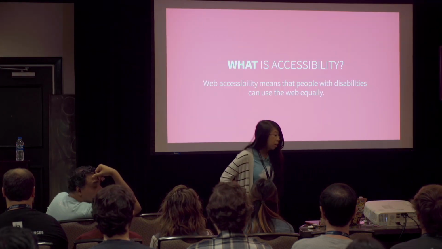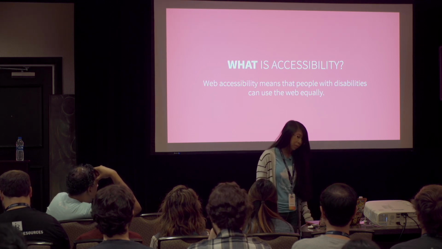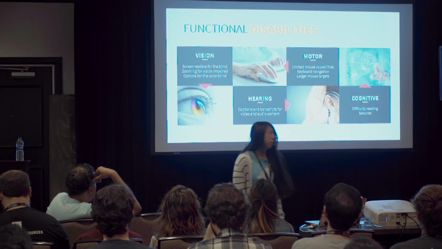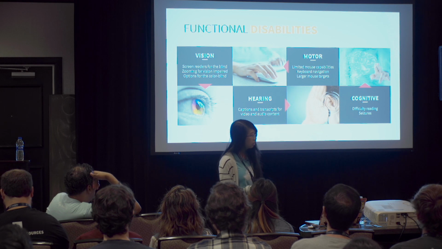So first of all, what is accessibility? Web accessibility means that people with disabilities can use the web equally. When it comes to web accessibility, we're really looking at 4 different categories of disabilities.